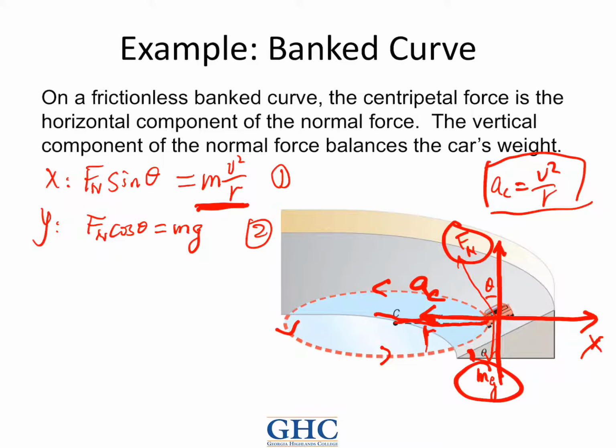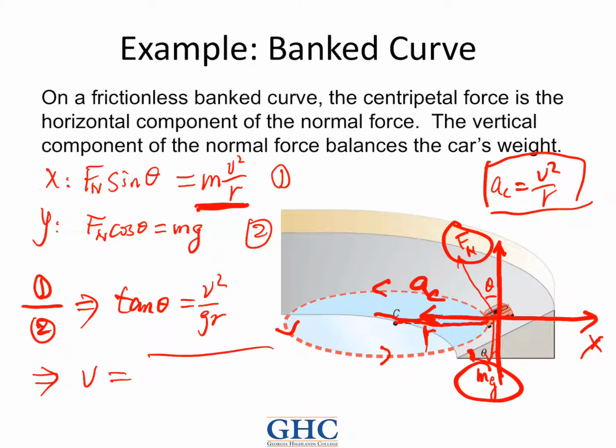So we just solve for v from equation 1 and 2. What we can do is take equation 1 divided by equation 2, which means the left hand side of equation 1 divided by the left hand side of equation 2, and the right hand side of equation 1 divided by the right hand side of equation 2. So you have tangent theta equals v squared over gr, which turns out to give us v equals the square root of gr tangent theta.